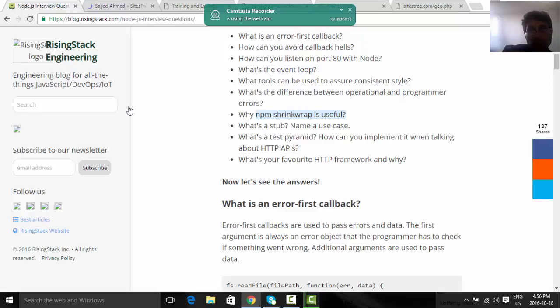How can you implement it when it comes to HTTP APIs? What is a test pyramid? Okay, let's say I believe they are referring to the unit test, integration test, and system test, and that's what they are trying to refer to, I believe. So unit testing, yeah, I have to do a lot of unit testing, at each method level.